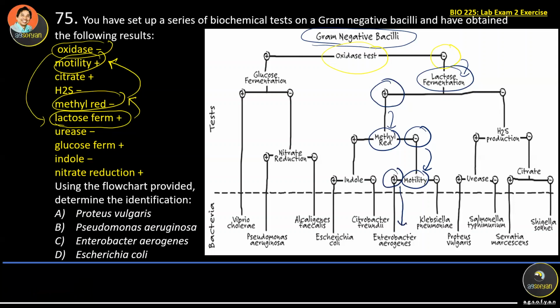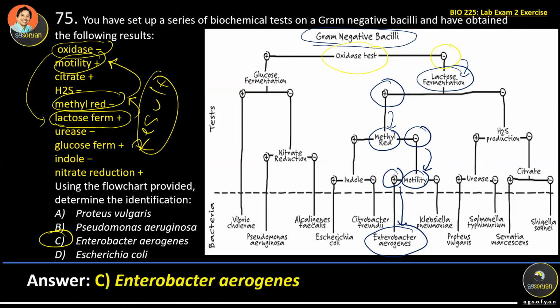Now you are able to find the unknown bacteria using the tests that you have. Using these results over here, these are the results given to you. Using these results, you get the answer, which is Enterobacter aerogenes, which is C. So C in the choices. Yes, that's Enterobacter aerogenes. Okay, next one.